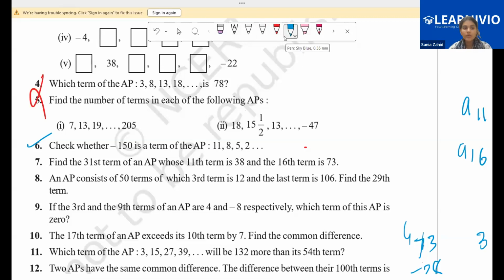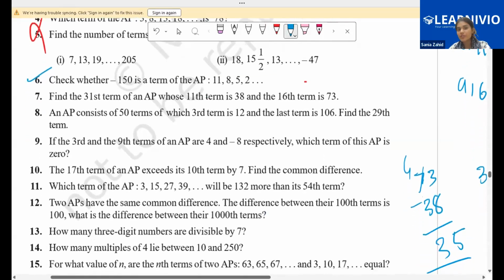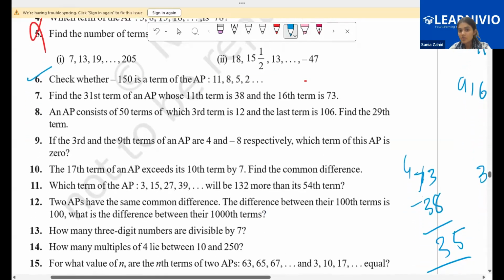Now next is, an AP consists of 50 terms, of which the third term is 12 and the last term is 106. If the total of the AP is only 50 terms, that means 106 is the 50th term. Find the 29th term. So again, it's the same type of question. The third term is given, the 50th term is given, and you have to find some middle term. So you can do it in a similar way. This one also I'll give as homework.